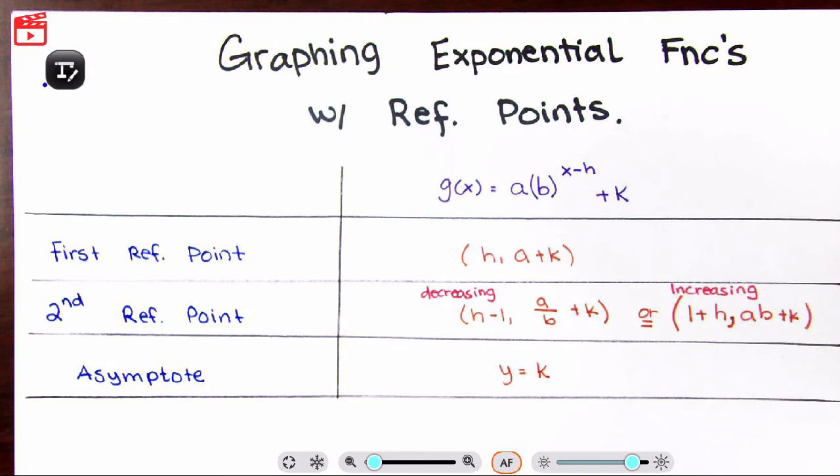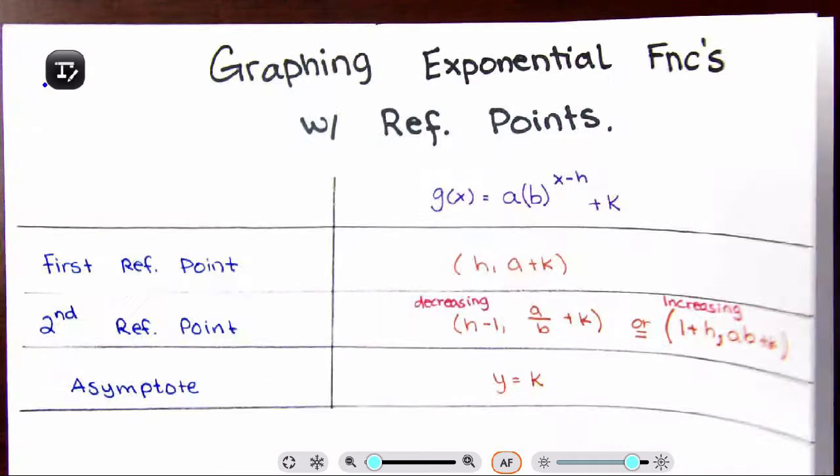Now your asymptote is the line that shall not be touched or crossed, and that's going to be y equals k. When they're asking you for an equation for an asymptote, so when they ask what is the asymptote, you can't just give me the k value because that's not the asymptote. The k value is part of the equation for the asymptote. An asymptote is a line, so you have to give me y equals the k value.